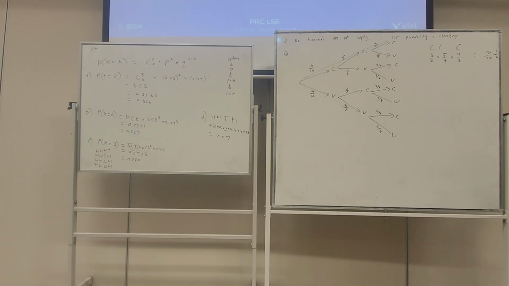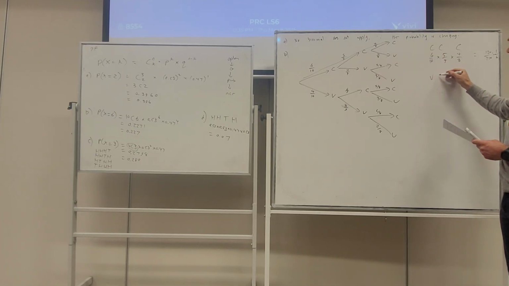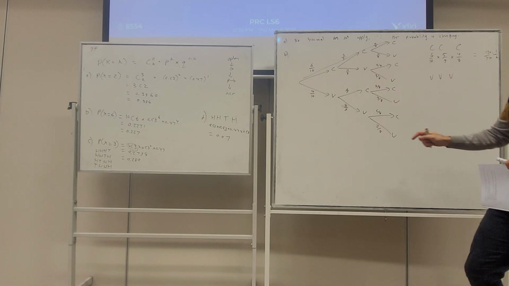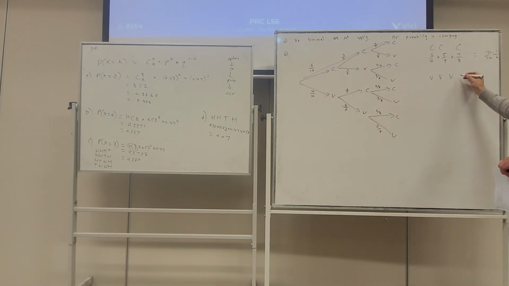Okay, then we have all veggie delights. So that's going to be veggie, veggie, veggie. So that's going this path. So that's 4 on 10 times 3 on 9 times 2 on 8. So on 720, we've got 24. Divide both by 24, presumably. Anyway, we can work that out in a bit. 1 on 30. 1 on 30.